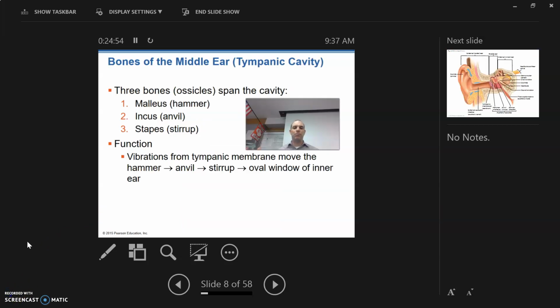Now we've got the bones of the middle ear. We've got the malleus, the incus, and the stapes. The malleus is also known as the hammer, incus known as the anvil, and stapes as the stirrup. The bones are called the ossicles. The ossicles of the ear. You may hear them referenced that way.